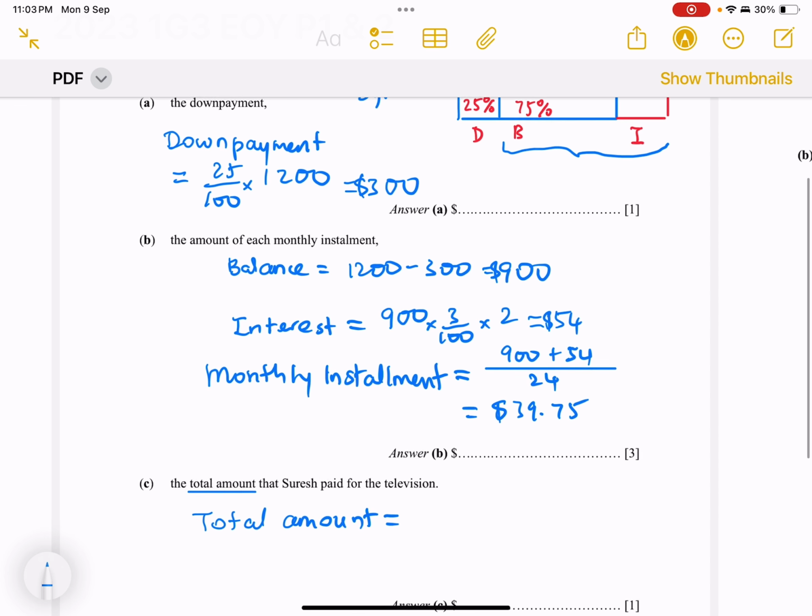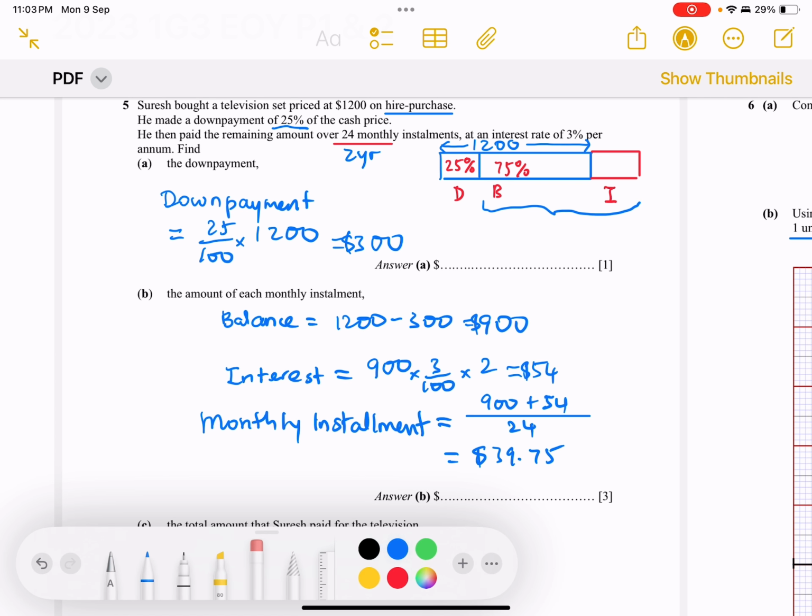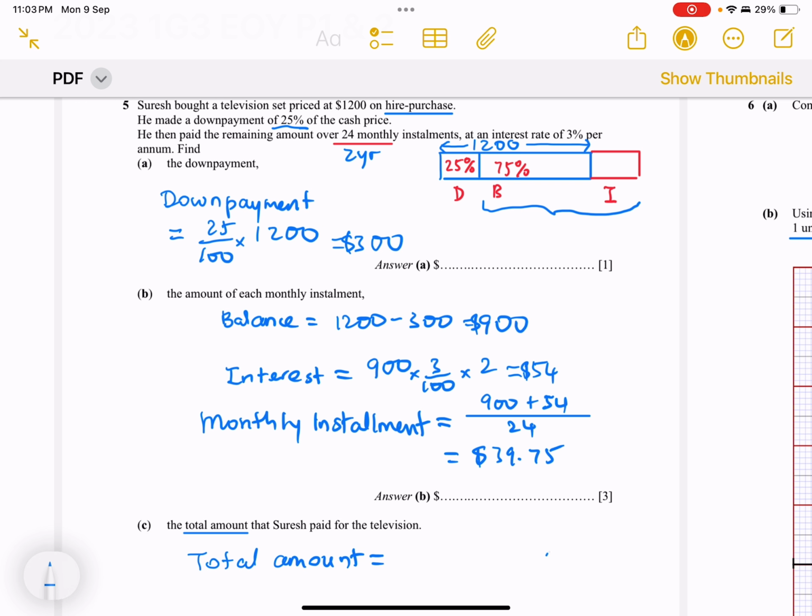Okay, the total amount that he must pay. Now, the total amount he must pay, you know that he has to pay 1200. That is the price of the item plus the interest. So the interest is $54, right? So it is 1254, and that is what they need to pay.